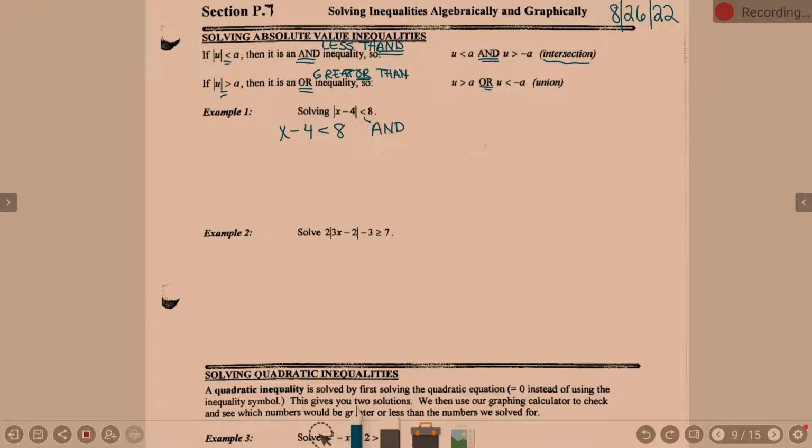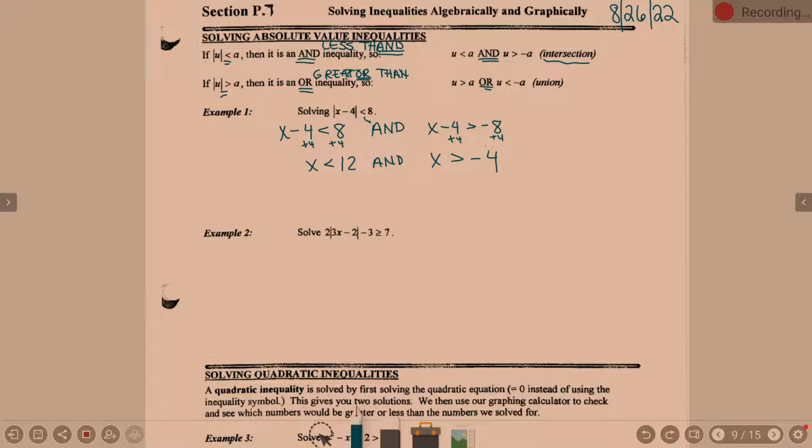What about my second inequality? How does it read? Still x minus 4. Then what? Less than becomes greater than. Positive 8 becomes negative 8. This makes sense. Okay? And then we solve. If it's x minus 4, I'm going to add 4. So x is less than 12. And if it's x minus 4 over here, we're going to add 4. x is greater than -4.